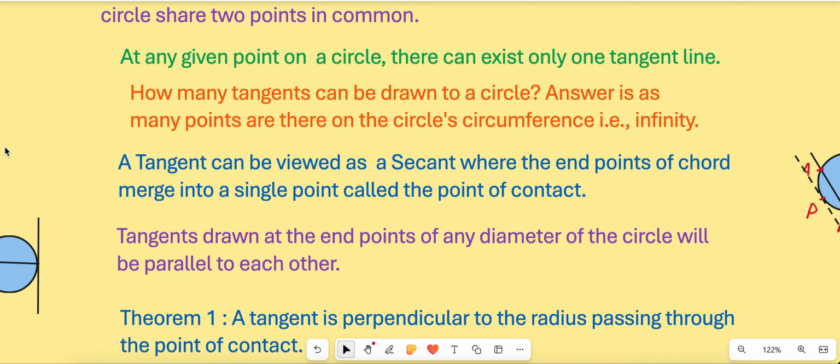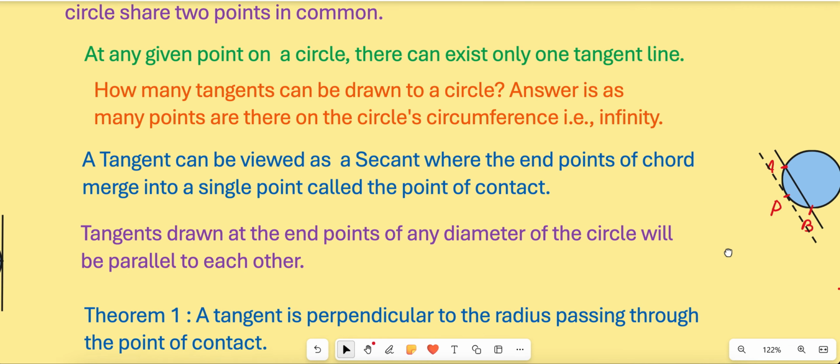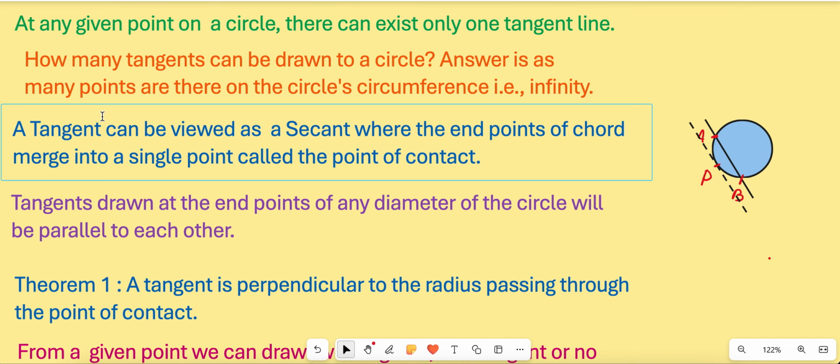Now, how many tangents can be drawn to a circle? The answer is as many points as there are on the circle circumference, that is infinity. So, an infinite number of tangents can be drawn. Okay. Now, you can see one more important thing. A tangent can be viewed as a secant where the endpoints of the chord merge into a single point called the point of contact.